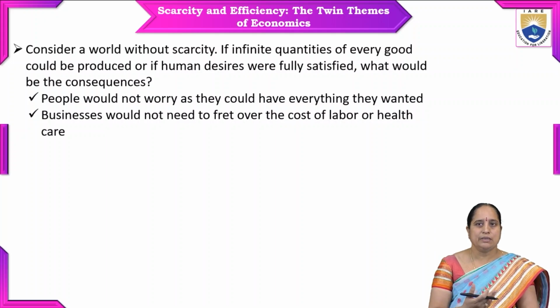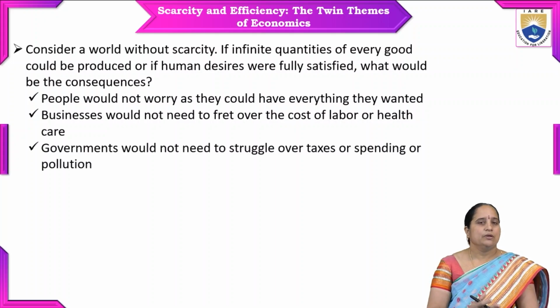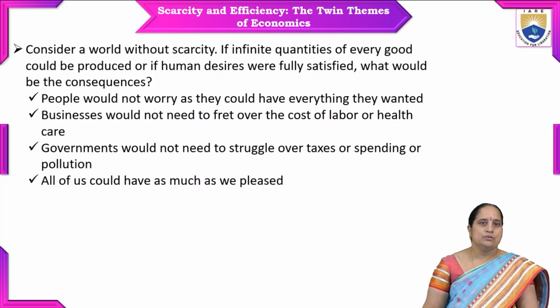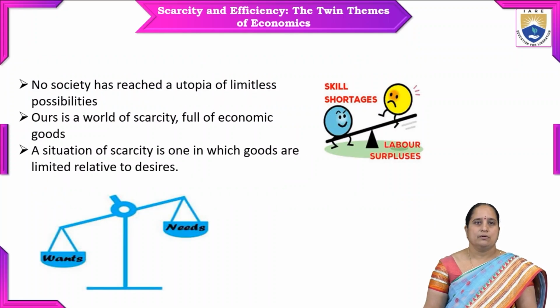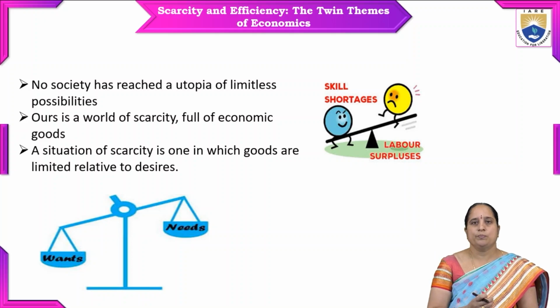People would not worry as they could have everything they wanted. They would never think about further development; further growth will not be there. Businesses would not need to fret over the cost of labor or healthcare. Governments would not need to struggle over taxes or spending or pollution. So all of us would have as much as we pleased. No one would be concerned about the distribution of incomes among different people or classes. There are no disparities, no inequalities. No society has reached a utopia of limitless possibilities.